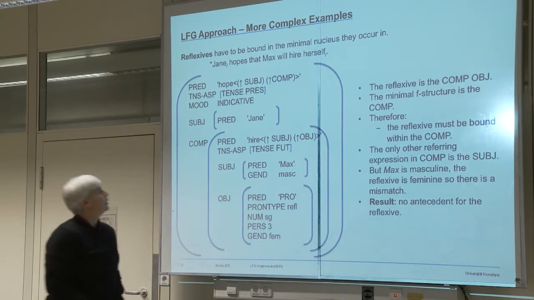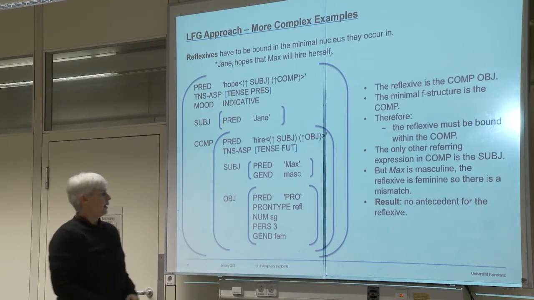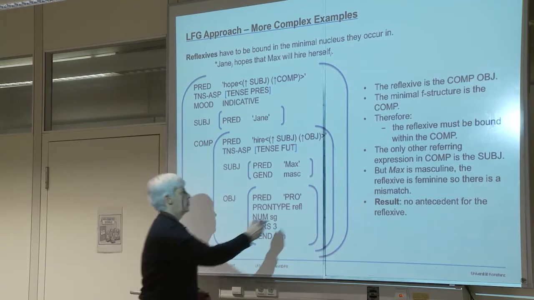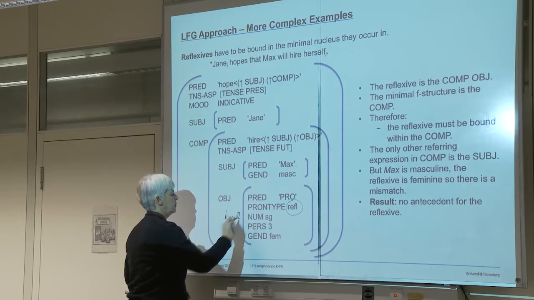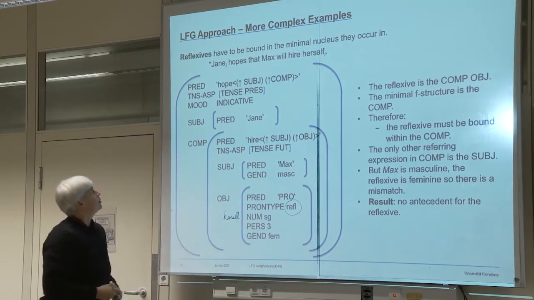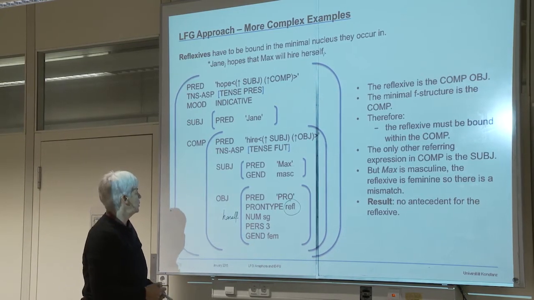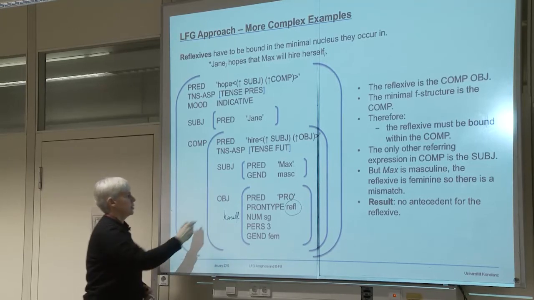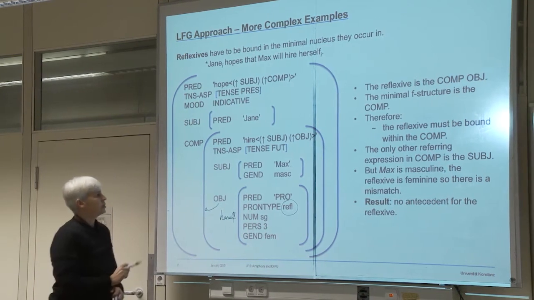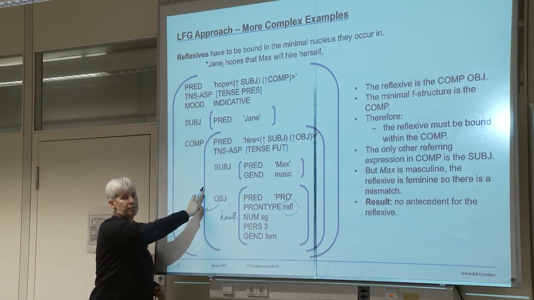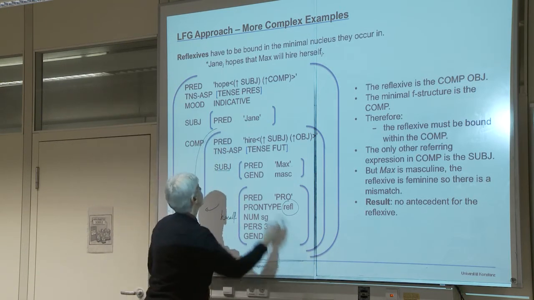Now let's look at the next one. Jane hopes that Max will hire herself. Again, same F structure except for this bit. So this is our reflexive, herself. Reflexives have to be bound in the minimal nucleus they occur in. What's the minimal nucleus? It's an F structure, so let's look out from here. This is our nearest F structure. It's an F structure which contains a subject. Does this contain a subject? Yes, it does. So the minimal nucleus is this.